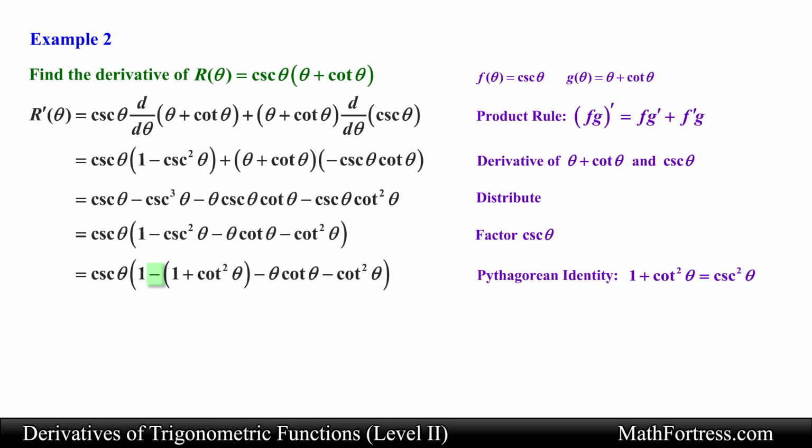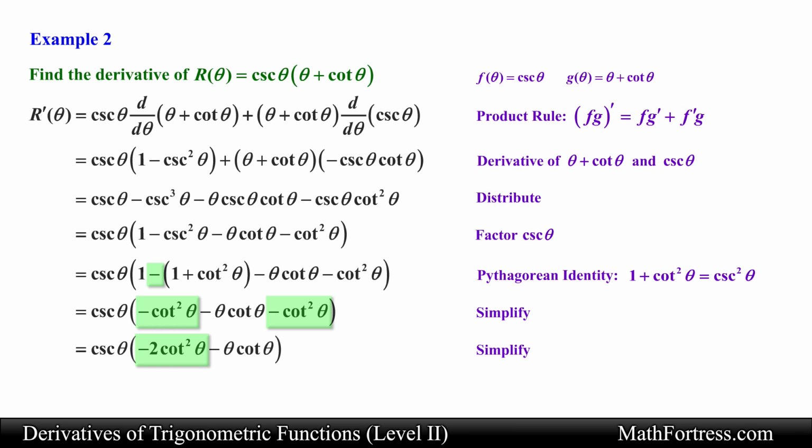We then distribute the negative sign and simplify the expression by collecting like terms. We can then factor out a negative cotangent of theta from both terms, giving us the final answer.